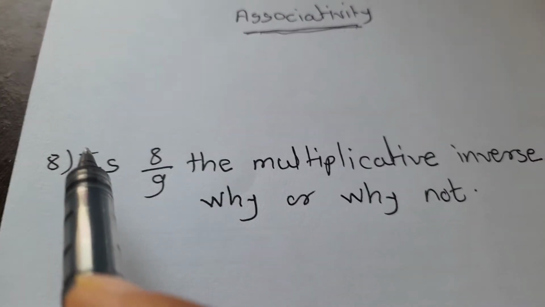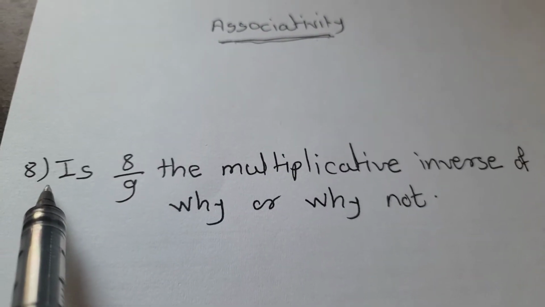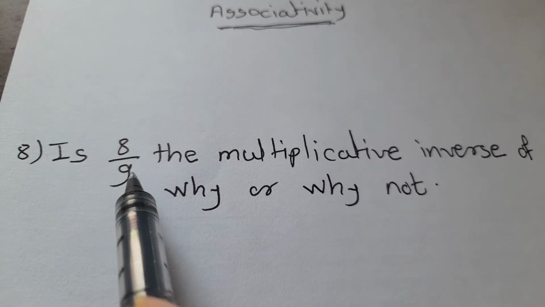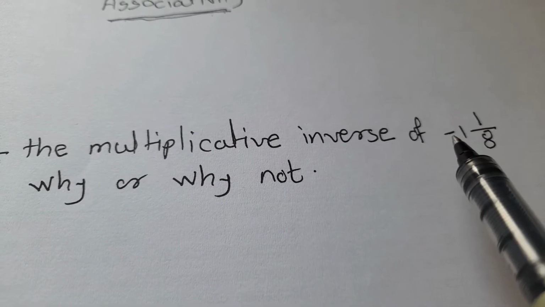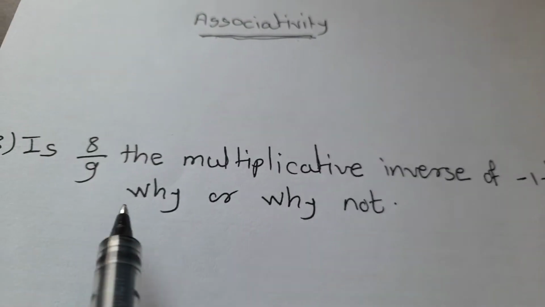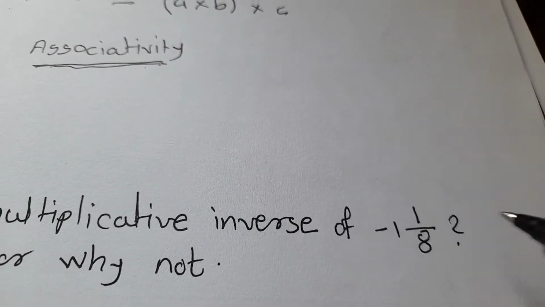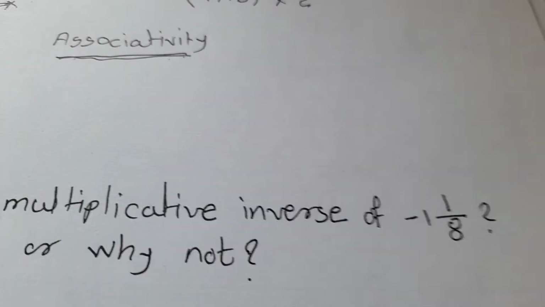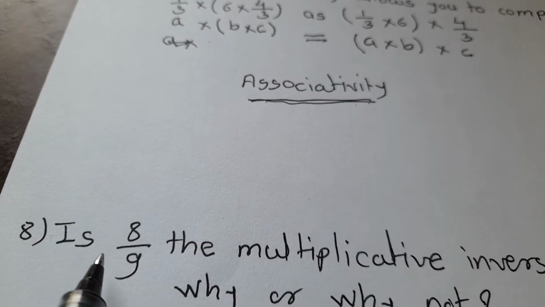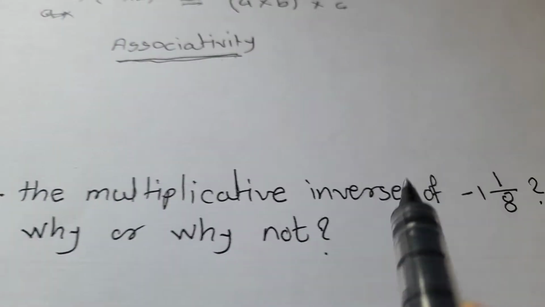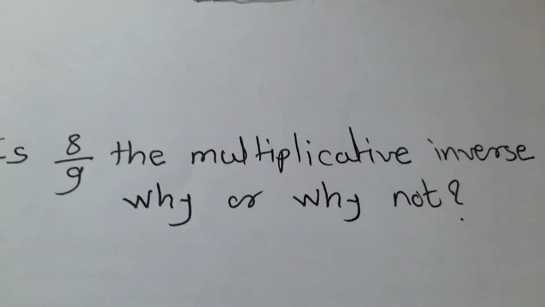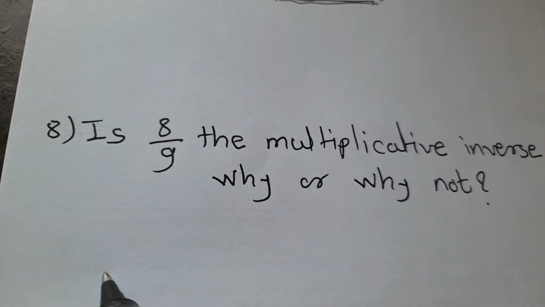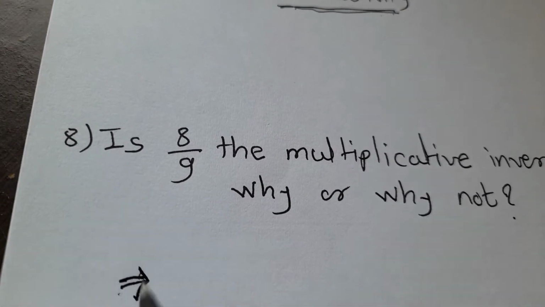Now example 8: Is 8 upon 9 the multiplicative inverse of minus 1 upon 8? Why or why not? Let us solve.